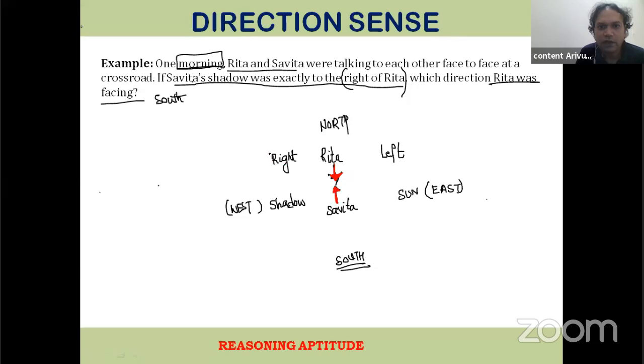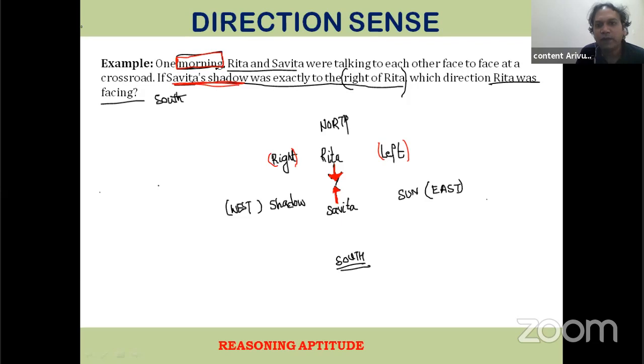This is right of Rita. This is left of Rita because Rita is facing down. Okay. And Savita's shadow is to the right of Rita, Rita's right side. So shadow is towards right, sun will be towards left. And the time is morning. What is the time? Time is morning.